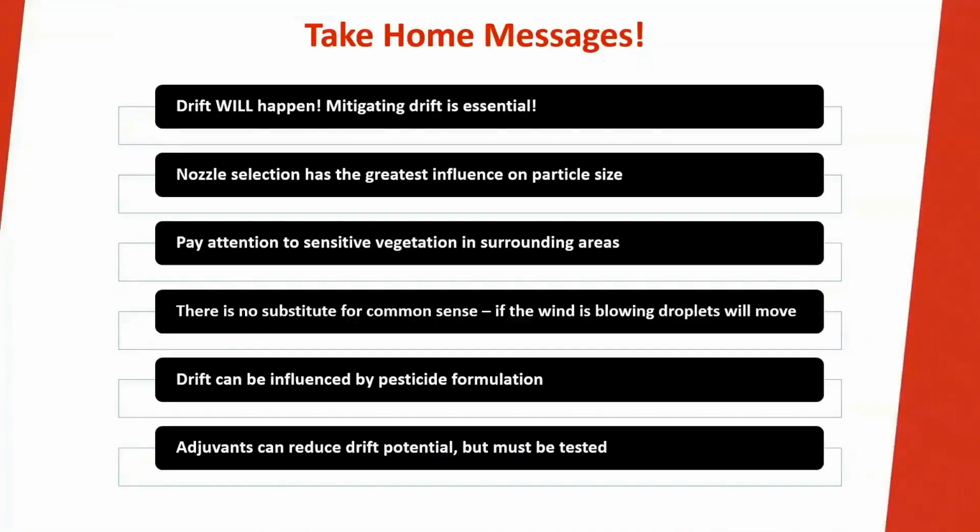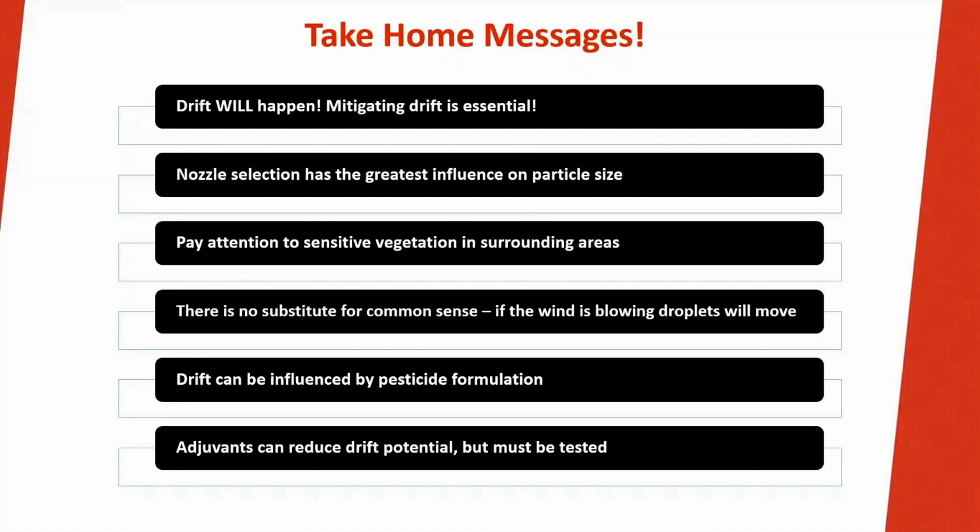So these are the take-home messages from this talk. First of all, drift will always happen. Mitigating drift is essential, so we need to use all these strategies and technologies we talked about during this talk to make sure we do a good job mitigating drift. Nozzle selection has the greatest influence on particle size because this directly changes the droplet size spectrum. We need to pay attention to the sensitive vegetation in the surrounding areas as well, especially if we want to stay out of trouble with the new technologies, talking here about dicamba and 2,4-D, but also other technologies like glyphosate and any pesticide in general.